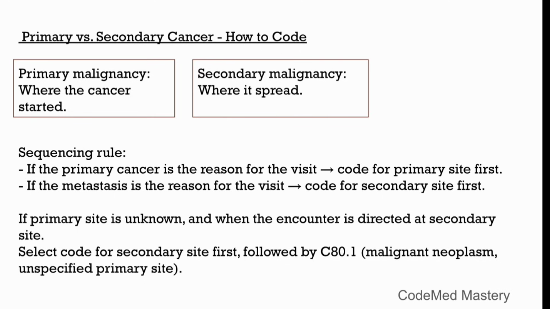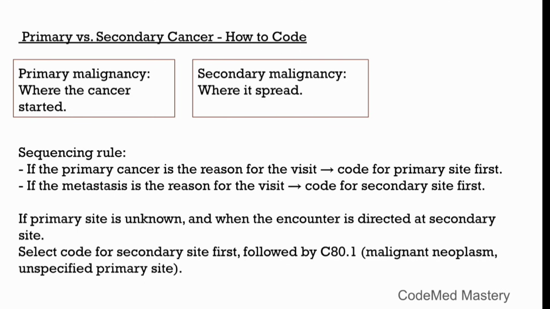Now let us see how to code primary and secondary cancer. This is very important. As you all know, primary malignancy is where the cancer started and secondary malignancy is where it spread. So here is the sequencing rule. If the primary cancer is the reason for visit, code the primary site first. If metastasis is the reason for visit, code the secondary site first. So we are coding based on the reason for the visit.